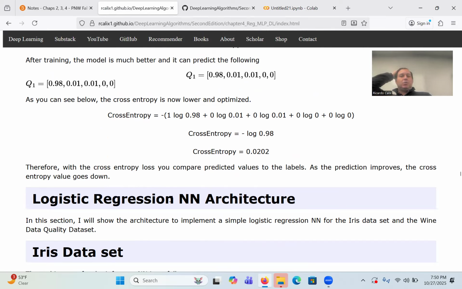Therefore, with the cross entropy loss, you compare predicted values to labels. As the prediction improves, the cross entropy value goes down. That's it. All right, so that is cross entropy. Are there any questions? Does it make sense? This is the loss that trains ChatGPT, iris classification, most classification problems. MNIST, CIFAR-10, you name it.